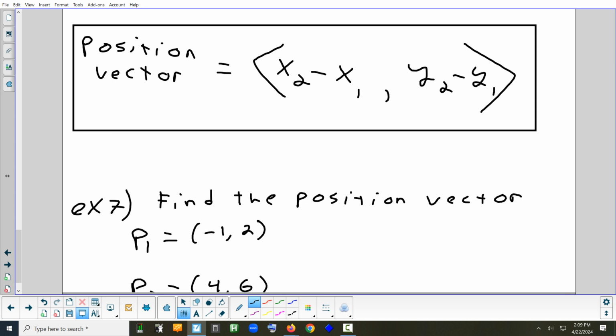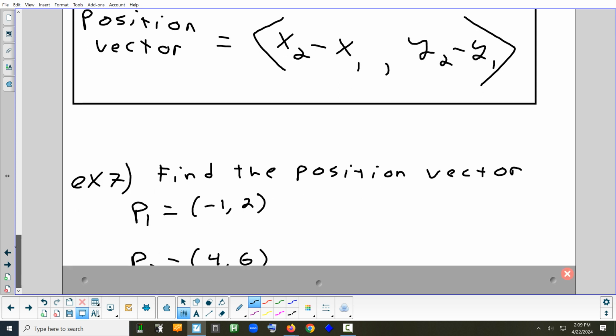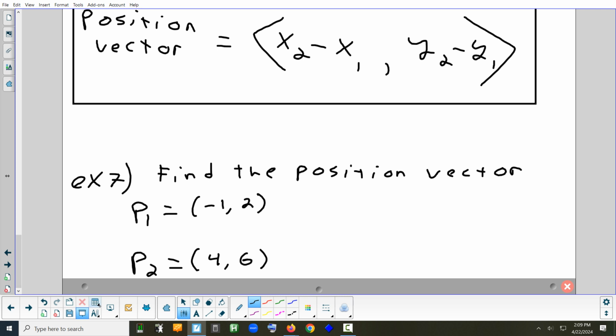It's kind of like figuring out the rise and the run. That's what you're really doing. You're finding the rise and then the run. Okay, so let's find the position vector between these 2 points. Can someone tell me my calculation to get the horizontal component of the position vector? 4 minus negative 1. Sorry, yeah, it would be 4 plus 1.